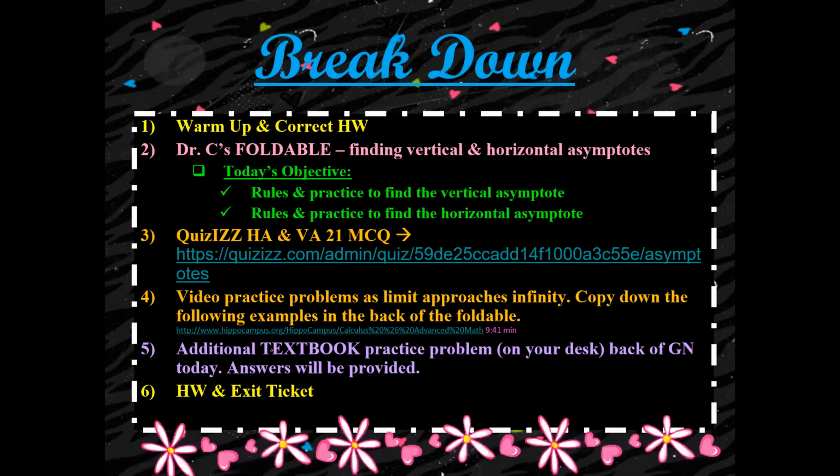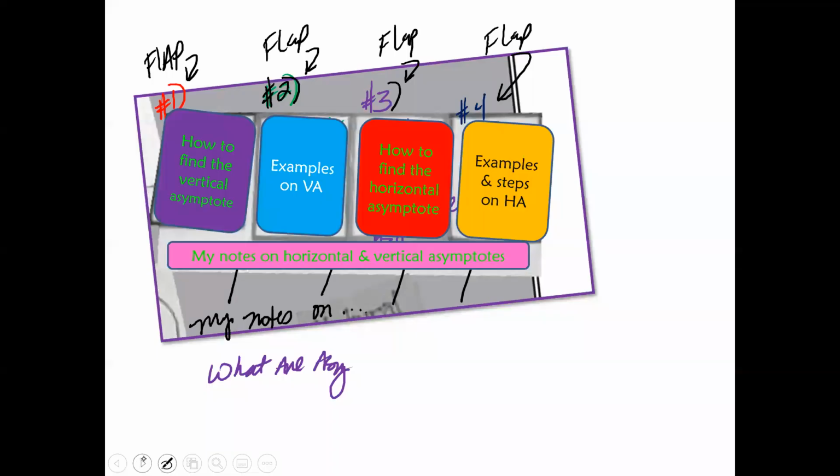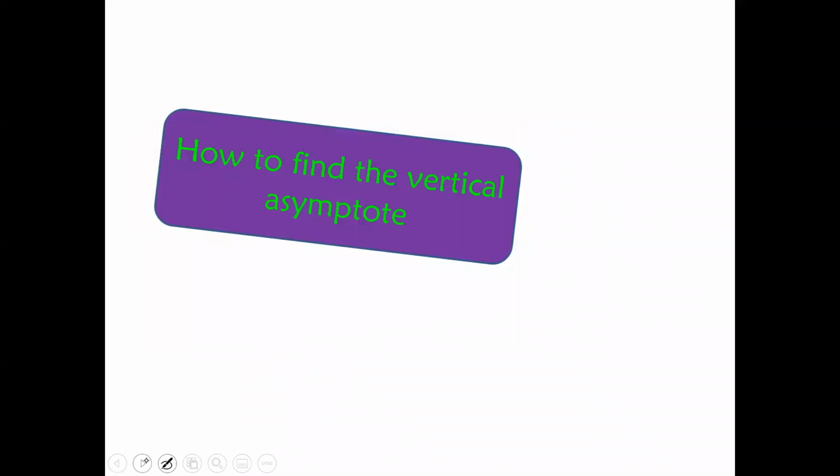And I also have some additional textbook problems that I'm going to have you guys go ahead and practice in class. Normally, if you're in class, we will be doing a foldable with 4 different folds. First fold is how to find the vertical asymptote. Then we're going to go over examples on finding that vertical asymptote. Third flap will be steps of finding the horizontal asymptote. And then the fourth flap will be examples on finding the horizontal asymptote. But unfortunately, I don't see you guys in class, so we'll just go ahead and do this informally.